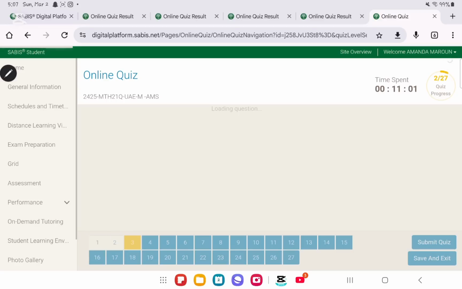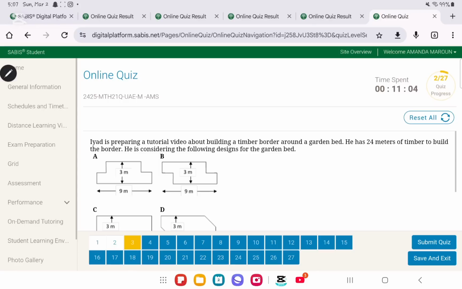We will move on to question number 3. In question number 3, they are talking about Iyad. Iyad is preparing a tutorial video about building a timber border around a garden bed. He has 24 meters of timber to build the border. He is considering the following designs for the garden bed. He is putting timber around a garden bed. So whenever we are dealing with around, then we are dealing with the perimeter, not the area. Pay attention. Around, he is surrounding it, so he needs to cover all of the sides.